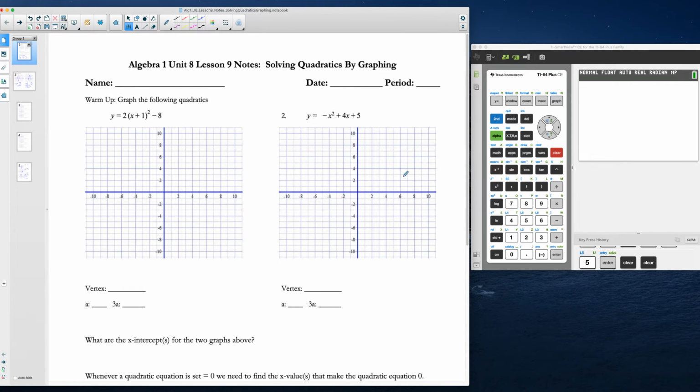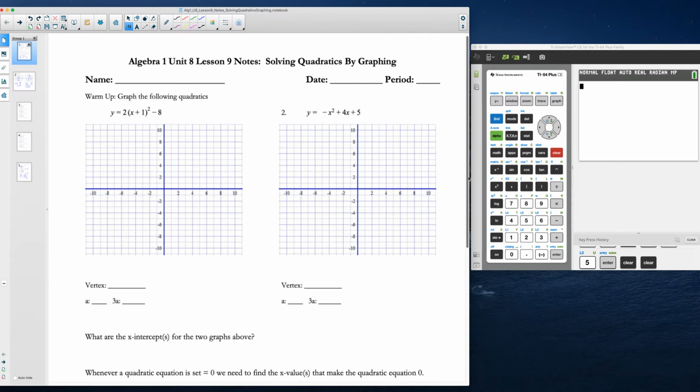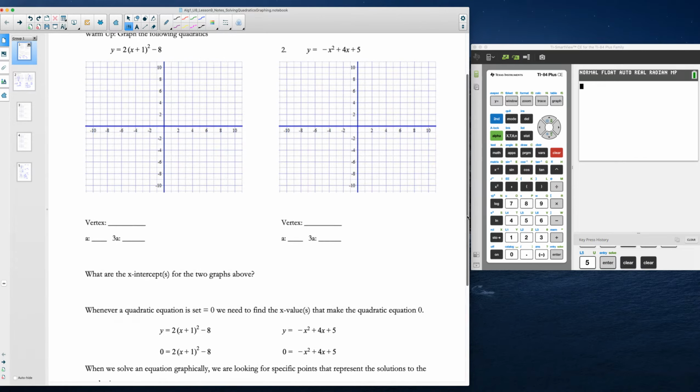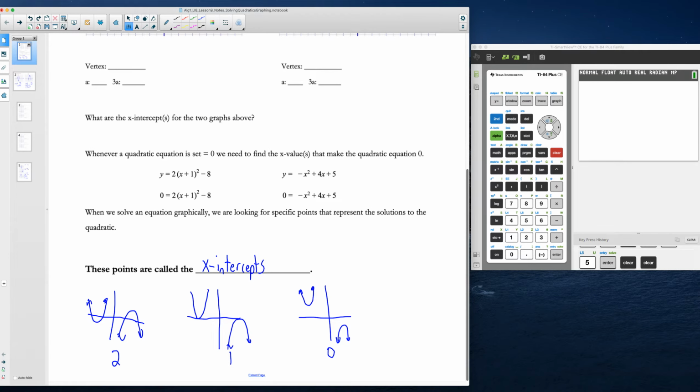All right, and so when we think about what we're doing today, we're solving by graphing. Now, there are some limitations to graphing. We'll talk about a little bit of what those are as we move through here. And this is kind of where I was getting to. So whenever a quadratic equation is set to 0, you can see that I put 0 for y here. I put 0 in for y here, which is what I was trying to do before my pen went crazy. We are solving these.